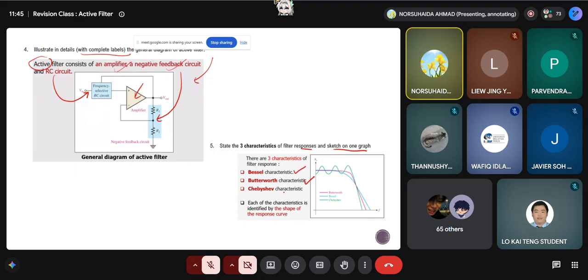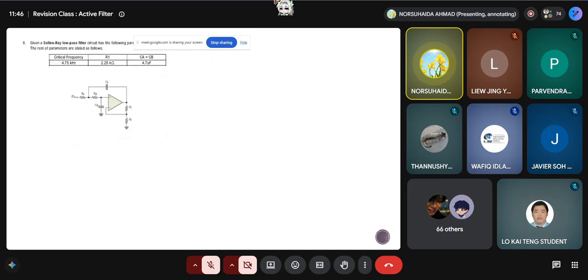also the Chebyshev characteristic. The purple one represents the Butterworth, the blue one represents the Bessel characteristic, and the green one represents the Chebyshev. So these are the 3 characteristics of filter response. Next we move to question number 6.